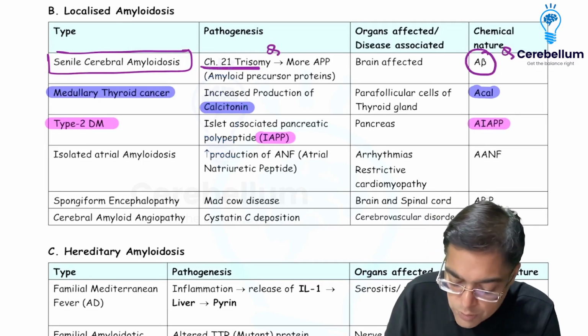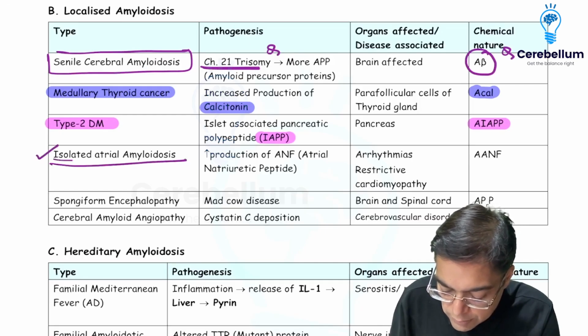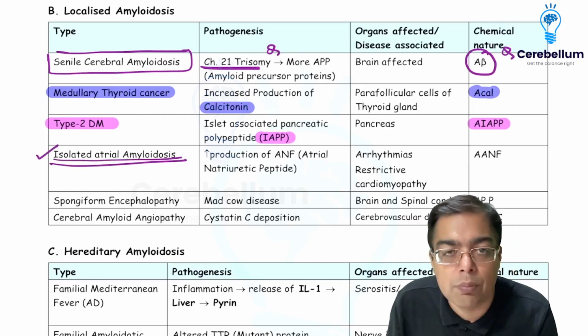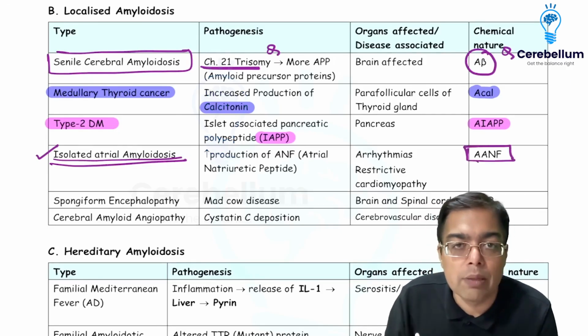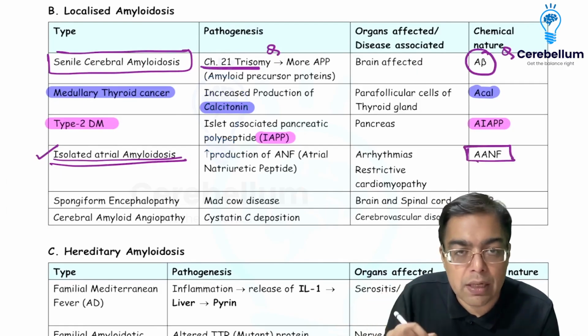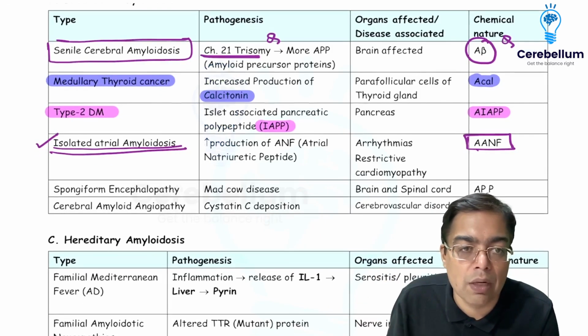We could have a situation in which patients have isolated atrial amyloidosis. This is attributed to the increased formation of ANF, that is atrial natriuretic factor, and this can be responsible for causing a development of amyloidosis, that is AANF. A for amyloid, ANF for atrial natriuretic factor. Clinical presentation could be cardiac arrhythmia or restrictive cardiomyopathy.